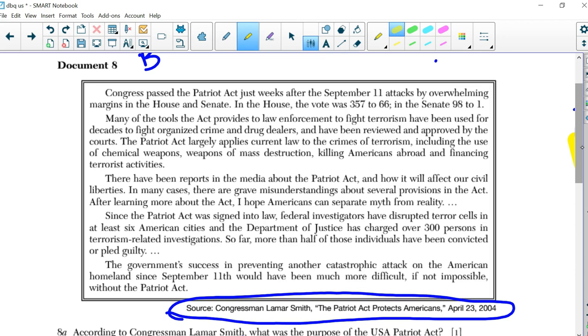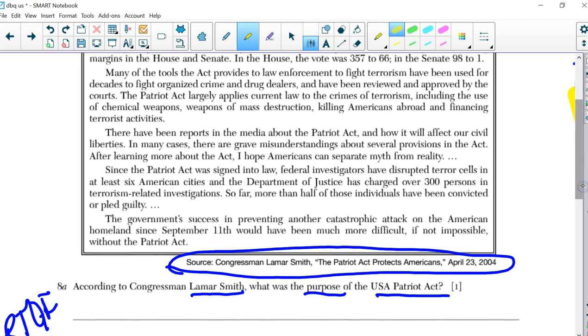Since the Patriot Act was signed into law, federal investigators have disrupted terror cells in at least 6 American cities, and the Department of Justice has charged over 300 persons in terrorism-related investigations. So far, more than half of those individuals have been convicted or pled guilty. The government's success in preventing another catastrophic attack on the American homeland since September 11th would have been much more difficult, if not impossible, without the Patriot Act. Okay?